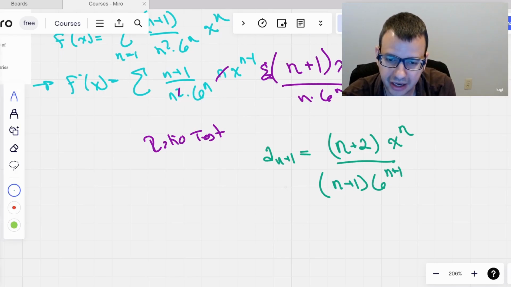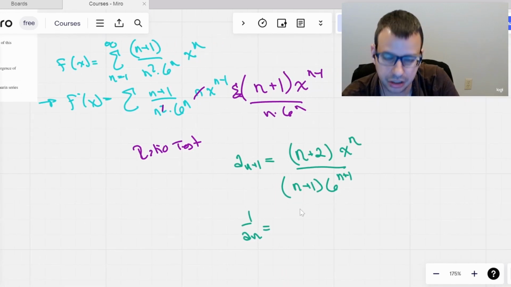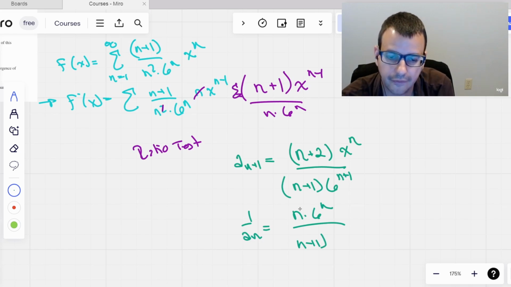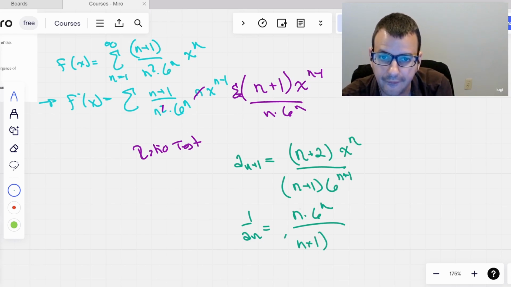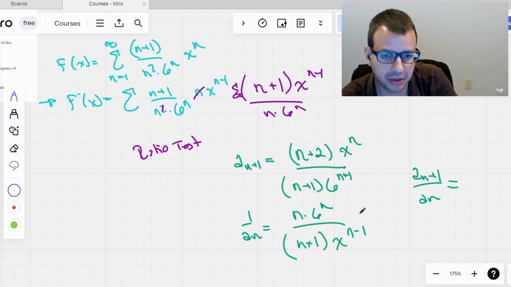1 over an is going to be n times 6 to the n all over n plus 1, x to the n minus 1. I just flipped it up. And so then an plus 1 all over an is just these multiplied together.